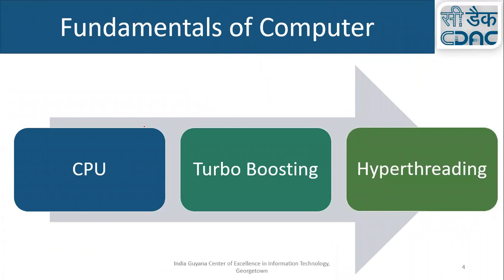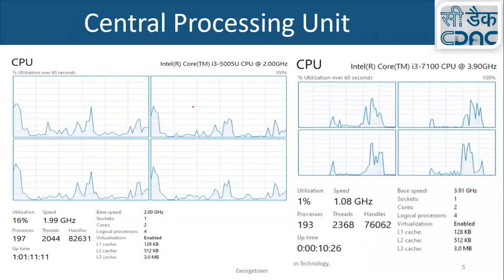So the topic for today is the CPU, turbo boosting, and hyperthreading. These two are advanced things in the CPU, means these are facilities available in modern processors. We discuss these two things too. If you go in your computer system and open your task manager and go on the CPU section, these things are shown to you.